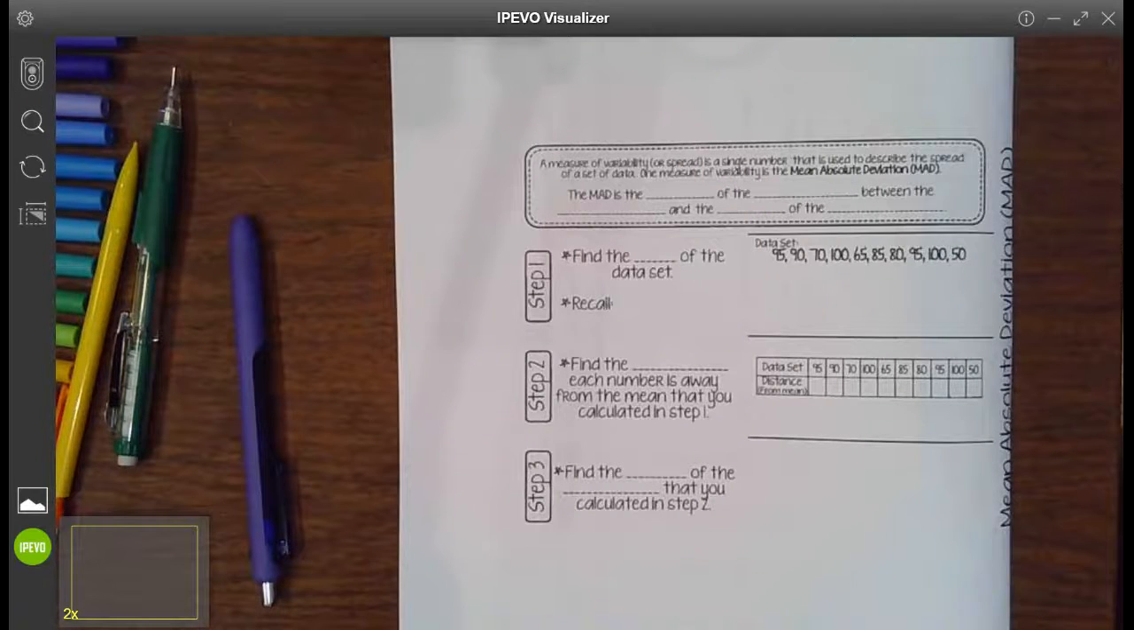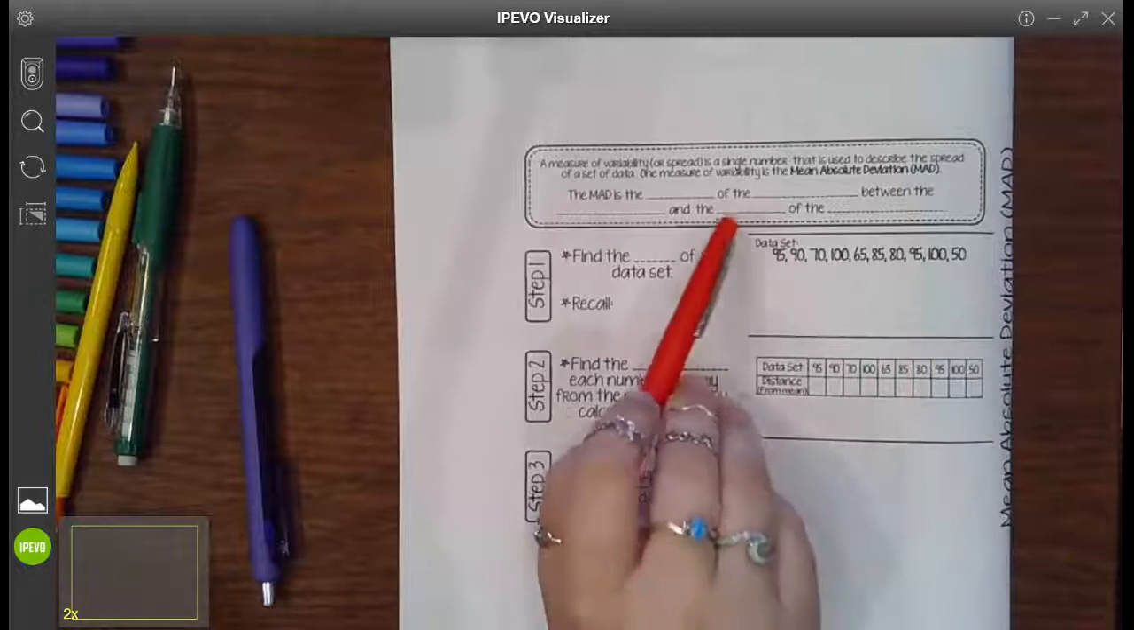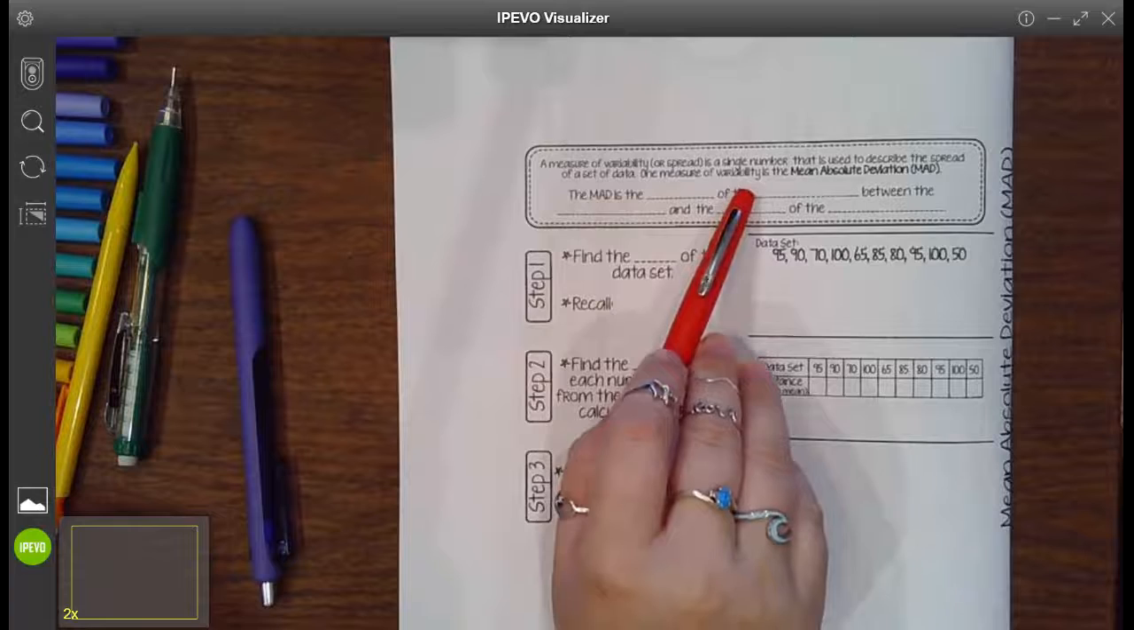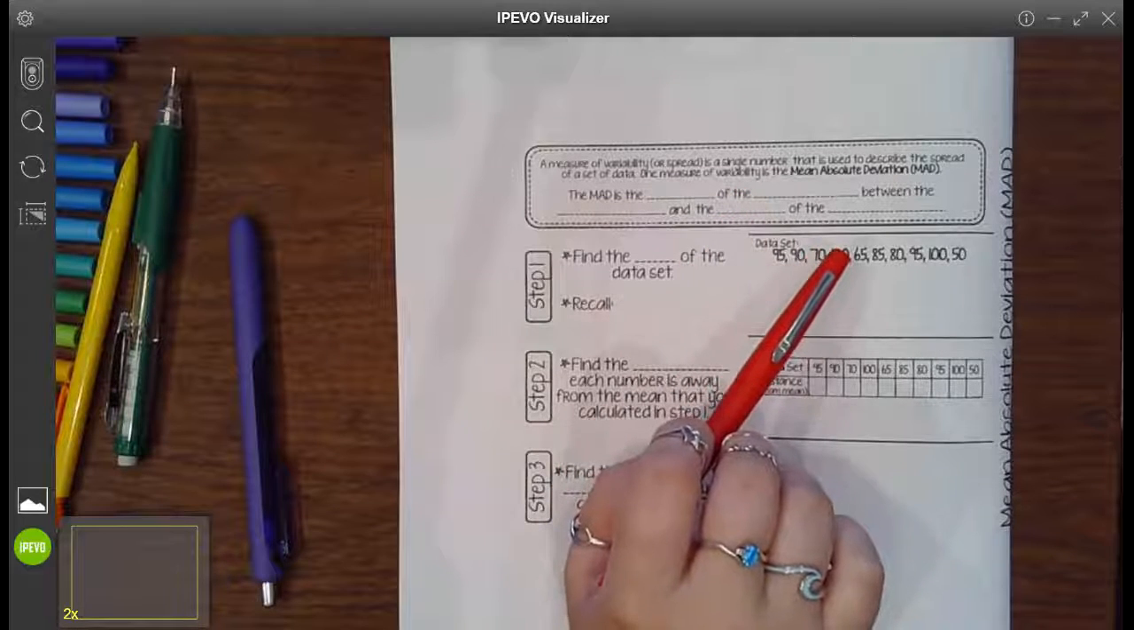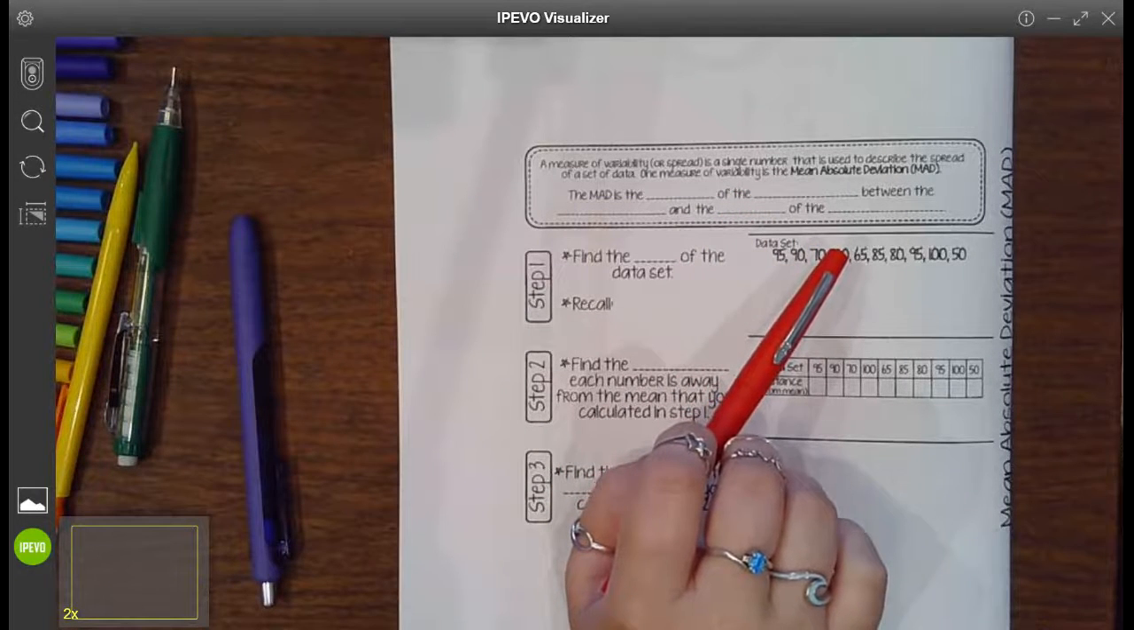Okay, so mean, the average. Absolute stands for absolute value. Deviation is like the distance that each data value is from the mean value. So MAD is a way to describe the spread of your data, and they say variability. It's one of the ways to measure the variability, like how far spread out is your data? Are they all fairly close together?